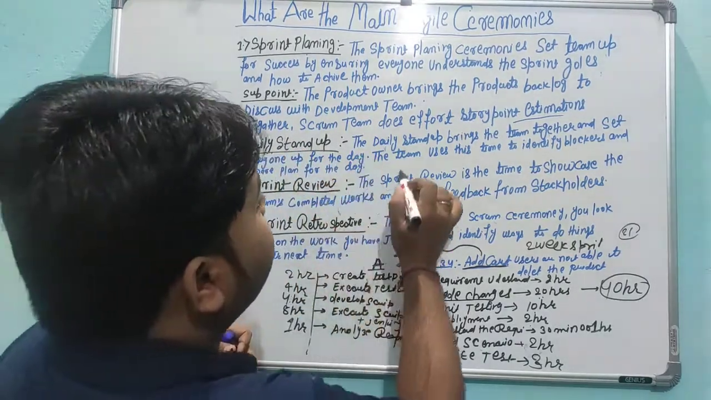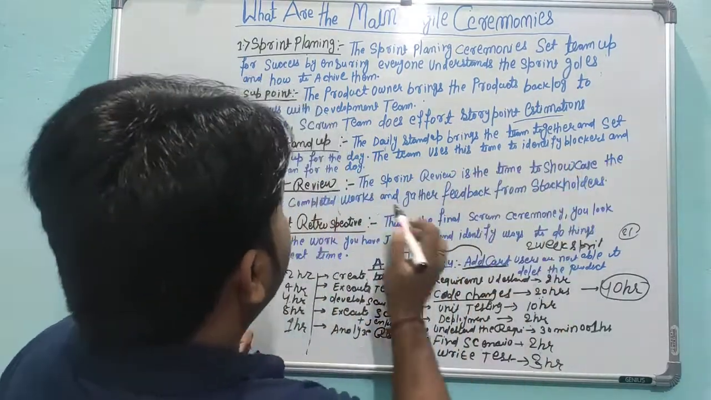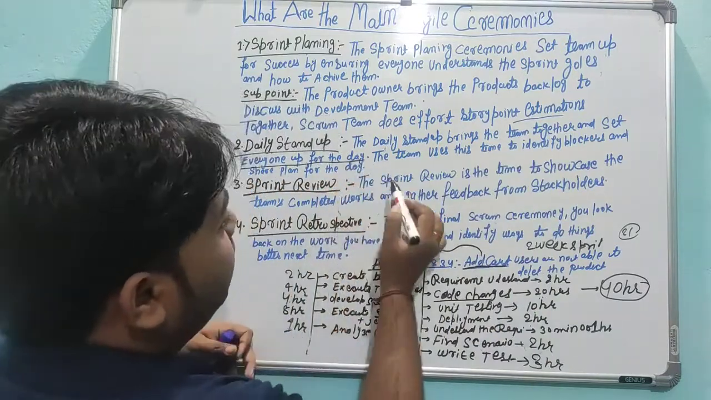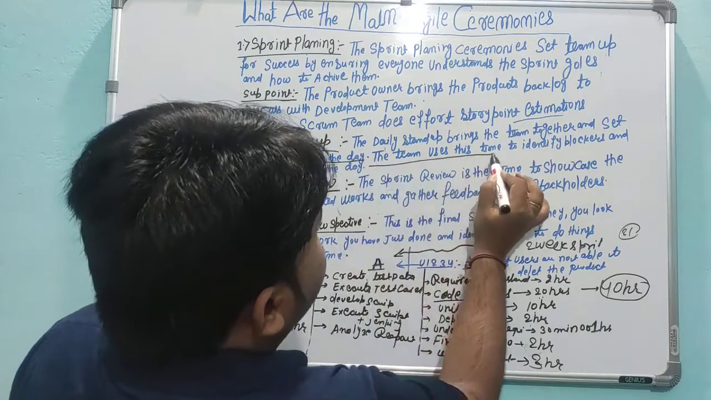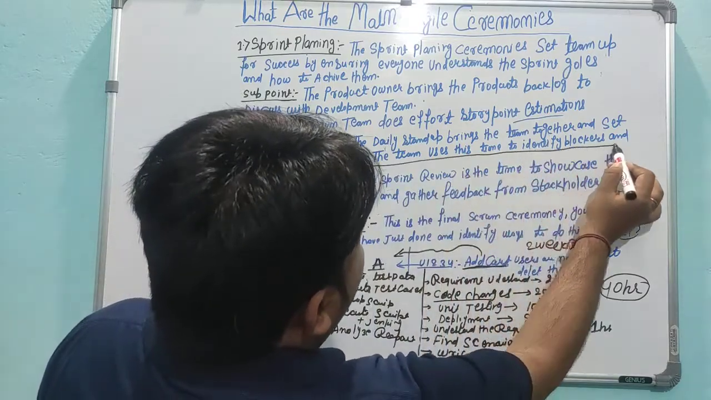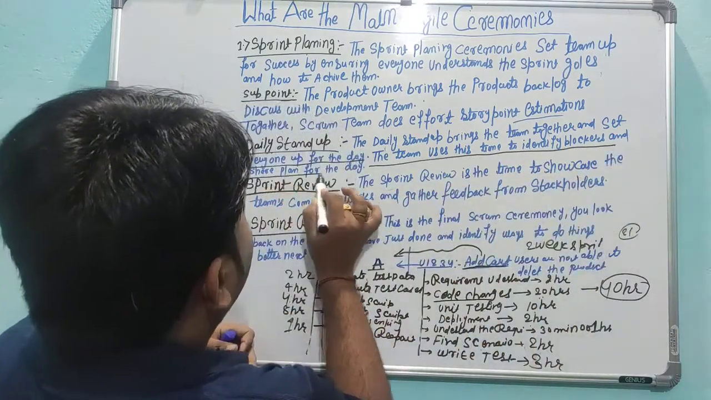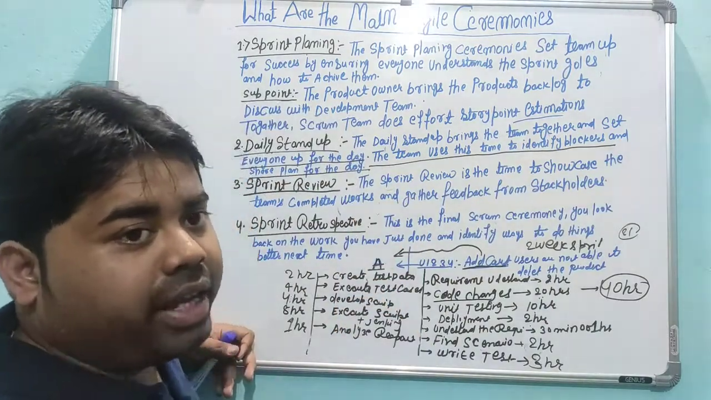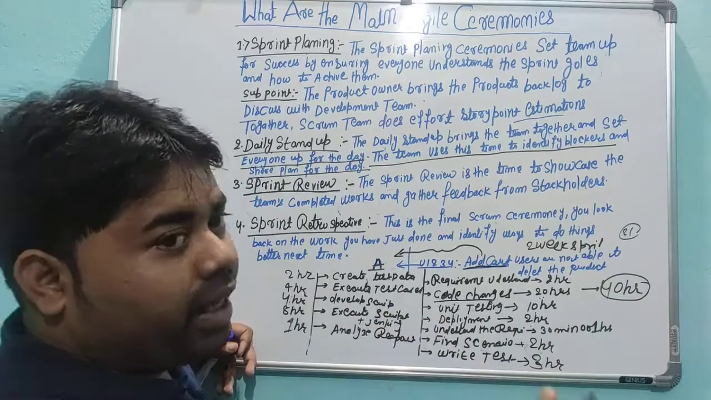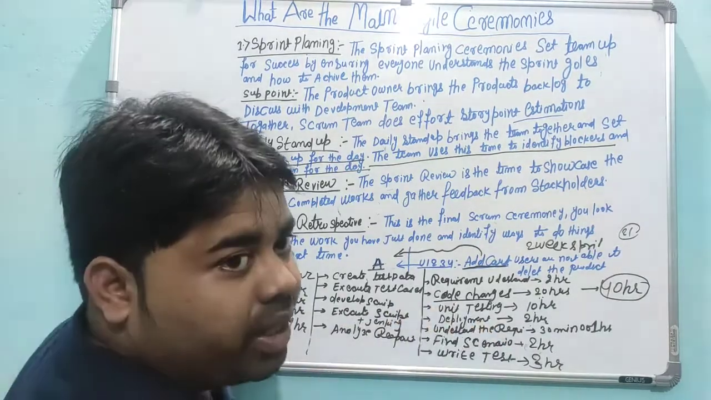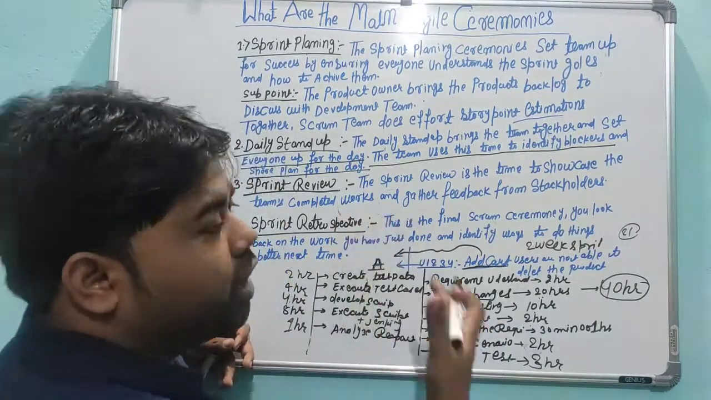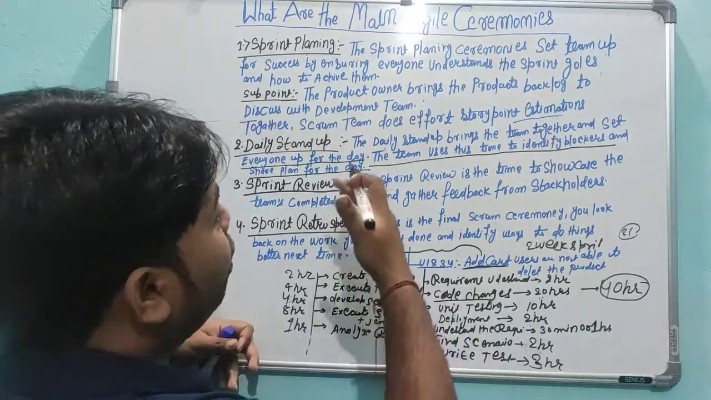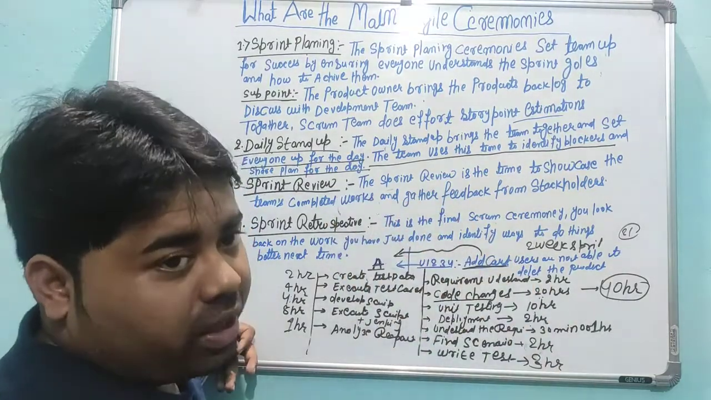In the daily stand-up meeting, we bring the team together and set everyone up for the day. The team uses this time to identify the blockers and share the plan for the day. If you have any blocker, like you are facing any issue or you are stuck somewhere, you have to share it with your team, your scrum master, or your manager, so that we should not get stuck in our work.